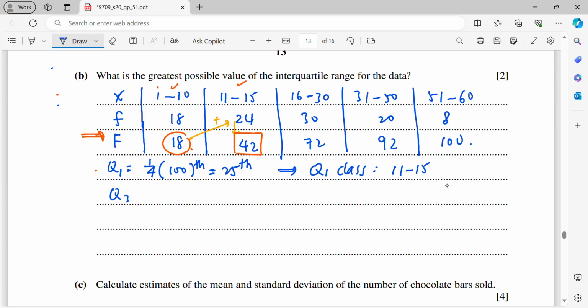So now Q3, which is 3/4 of the total, this is 75. So again, use the same concept, which means the Q3 will be in 31 to 50. This is our Q3 class.